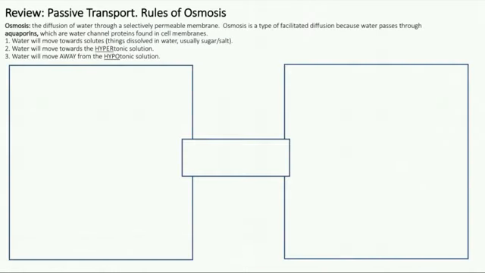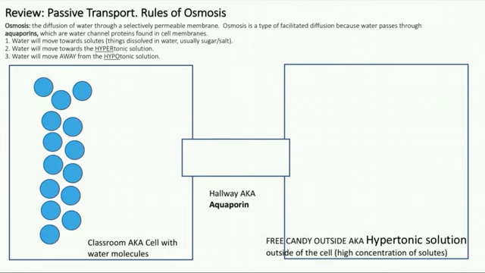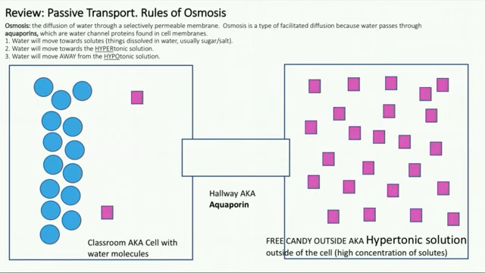So here, okay, new scenario. The hallway is still an aquaporin. Okay, now my classroom is a cell and it has water molecules in it. Okay, and then my students find out there is free candy outside. Okay, so there are my students. And there's the candy, all those pink boxes. Okay, so here are all my students. Within the cell, within my classroom, I always keep a little bit of candy. So, there's going to be some candy distributed. But the students find out there is free candy outside and there is a lot of it.